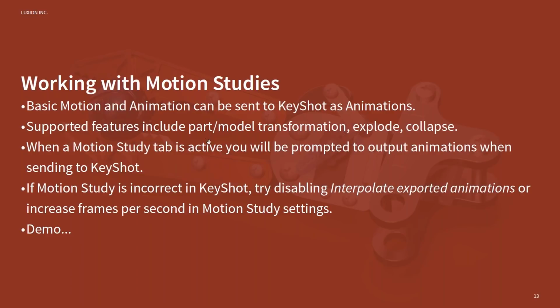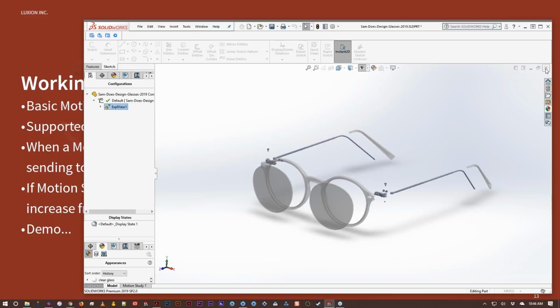When you have a motion study tab active, you will just be prompted to output animations when sending those over to KeyShot. So it's pretty straightforward. And then this last point here is that if you do notice the motion study looks a little funny or incorrect in KeyShot, then try disabling that interpolate exported animation settings, or try increasing the frames per second in the motion study settings. So that's just going to smooth it out a little bit. So yeah, let's jump over to a motion study and see what that would look like.